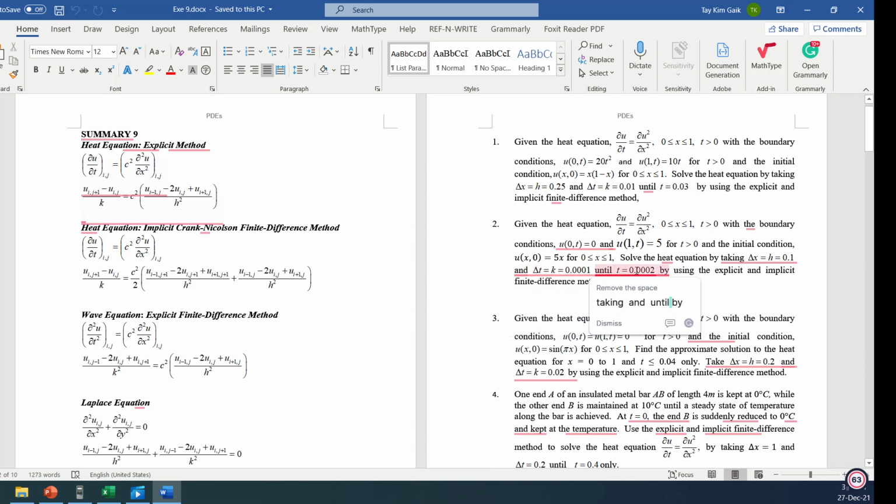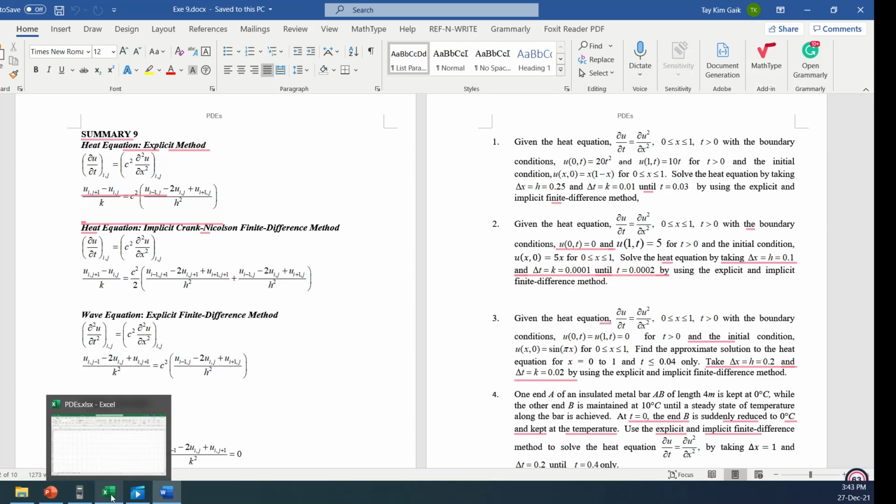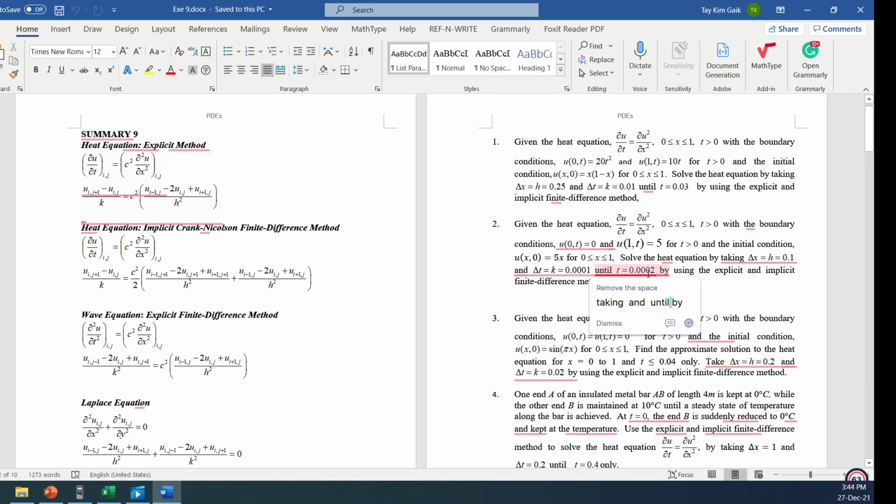until t equal to 0.002 by using the explicit finite difference method. This Wednesday we're going to look at the implicit finite difference method. Okay, so first step, we are going to draw the grids. I will put it in Excel because it is neater compared to drawing the table. Okay, so t up to 0.002, delta x is 0.1.